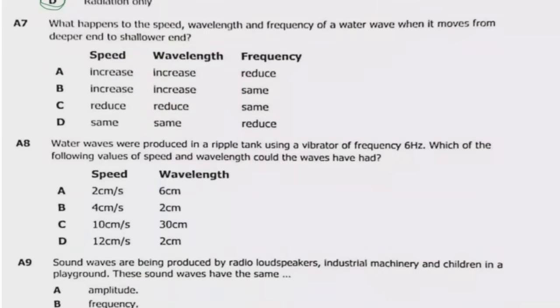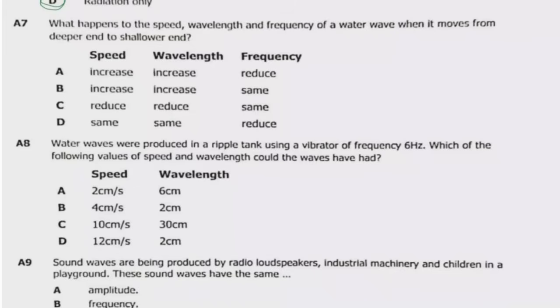We come to question 7. What happens to the speed, wavelength, and frequency of a water wave when it moves from the deeper end to the shallow end? First of all, let me start with the speed. When the wave is moving from the deeper end to the shallow end, what happens to the speed is it reduces. The speed reduces.